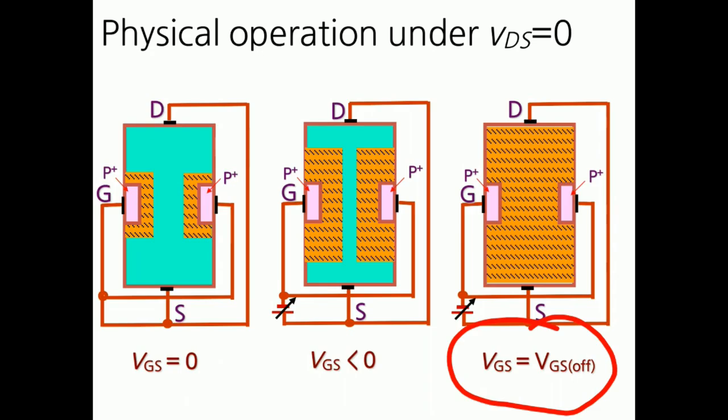So friends, you have to remember these three figures. If VGS is equal to 0, then the channel is there. If VGS is less than 0, then the channel is very narrow. If VGS is equal to VGS off, then there is no channel, and only a few microamperes of current will flow from drain to source. So this is about some operation of the FET.